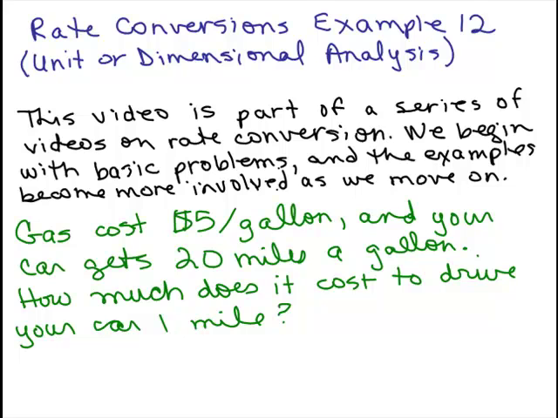This is example 12 of rate conversions. We're going to do a little bit different kind of a problem here. Gas costs $5 per gallon, and your car gets 20 miles a gallon. How much does it cost to drive your car 1 mile?